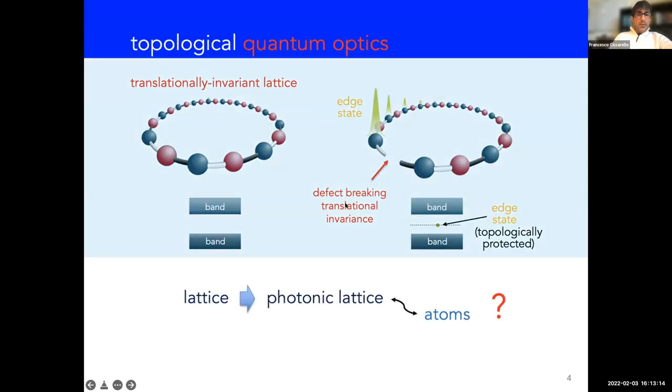Now, what about importing these concepts into the quantum optics domain? Can we do anything interesting with that? So in this case, instead of a lattice of electrons, which is normally thought of in the condensed matter community, we would have a photonic lattice, and this photonic lattice is now made to interact with one or more atoms. Can we do anything interesting with that?